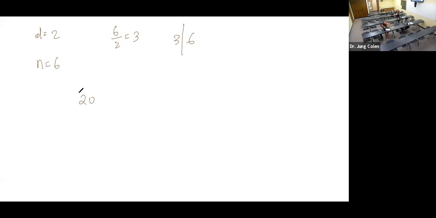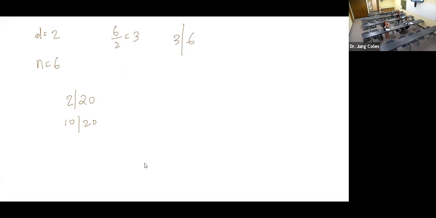So we know that D divides 6, right? Then the quotient 6 over 2, which is 3, also divides 6 as well. That's what it means, right? So if we know 20 is divisible by 2, then we know that 10 also divides 20, right? So those two are kind of compensating. They are factors of 20, so they have that relationship.